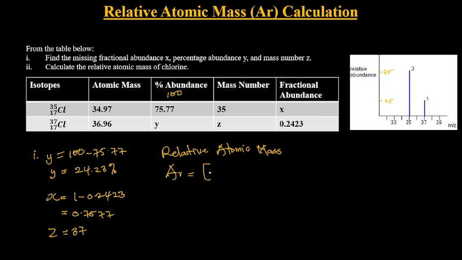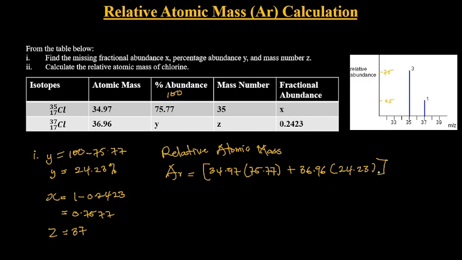Now, if we use the percentage abundance, then all we have to do is to take the atomic mass, which is 34.97, and multiply it by the percentage abundance for chlorine 35, which is 75.77. And I will do the same thing for chlorine 37. For chlorine 37, the atomic mass is 36.96, and then we multiply it by its abundance, which is Y. Y is 24.23.